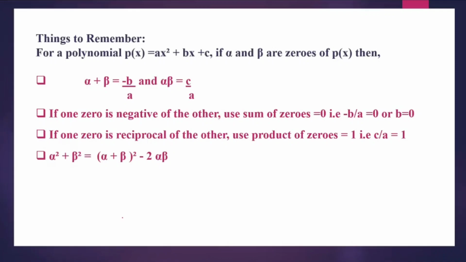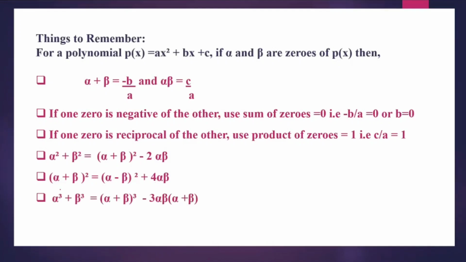Alpha square plus beta square is equal to alpha plus beta whole square minus 2 alpha beta. I have used the identity alpha plus beta whole square is equal to alpha square plus beta square plus 2 alpha beta. So using that, I get alpha square plus beta square is equal to alpha plus beta whole square minus 2 alpha beta. If alpha minus beta is given to us, and the product of the zeros is given to us, then the sum of the zeros can be easily found out using the formula alpha plus beta whole square is equal to alpha minus beta whole square plus 4 alpha beta.